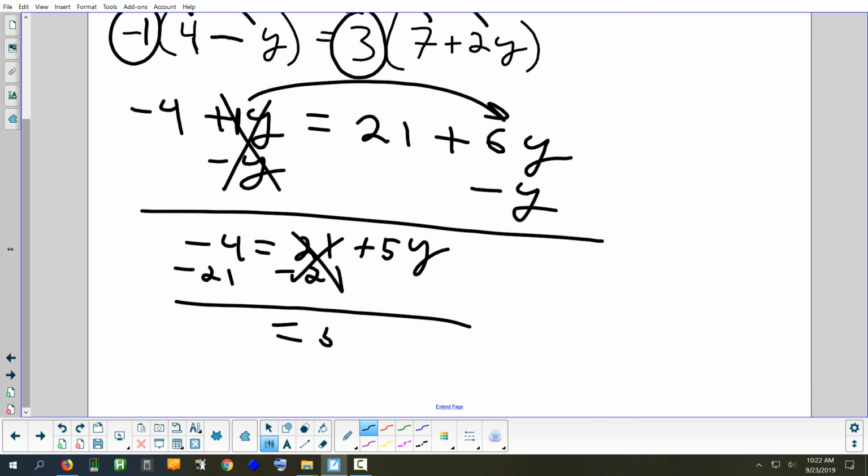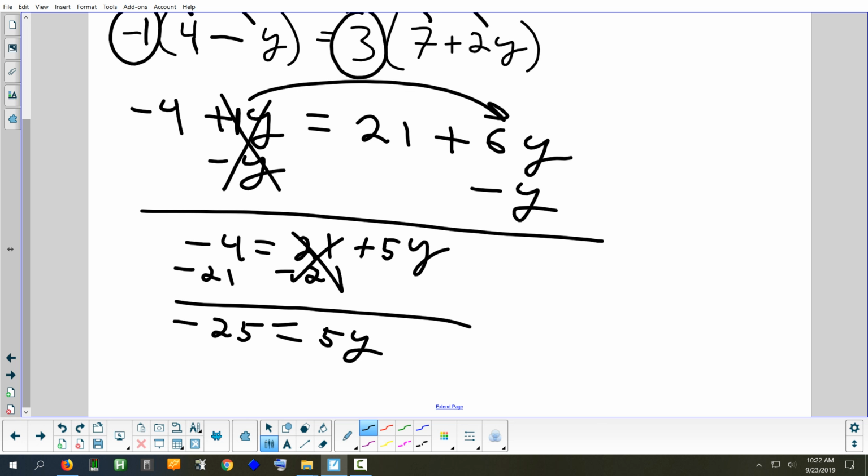On the right, now that leaves me with just 5y. And what's negative 4 minus 21? What's that going to be? Think about like if you owed someone $4 and then you owe them 21 more. So it would be negative 25. Negative because you owe them. I think of negative sometimes in terms of money as like owing someone money.